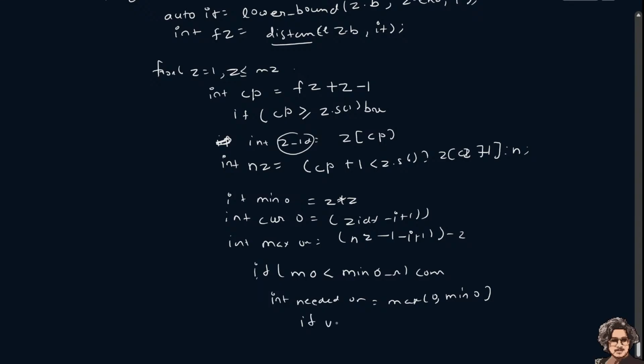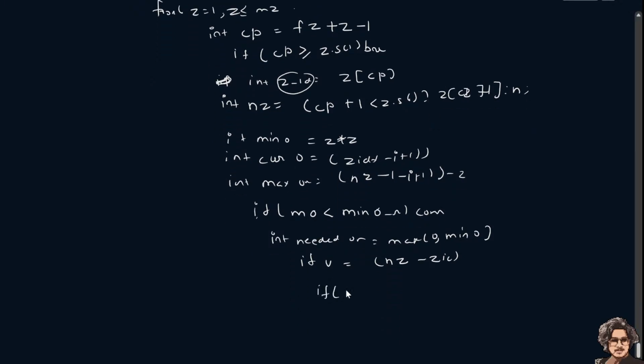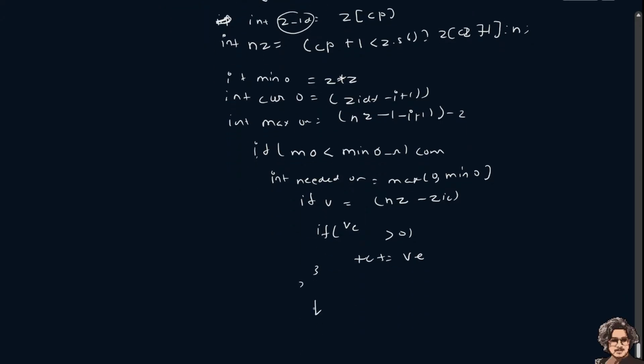and if valid endpoint, so like next 0 index minus 0 index. Okay, and if this is a valid endpoint, give it valid endpoint. In that, if greater than 0, then total count plus is equal to valid endpoint. Okay, and we have to return the total count for this one.